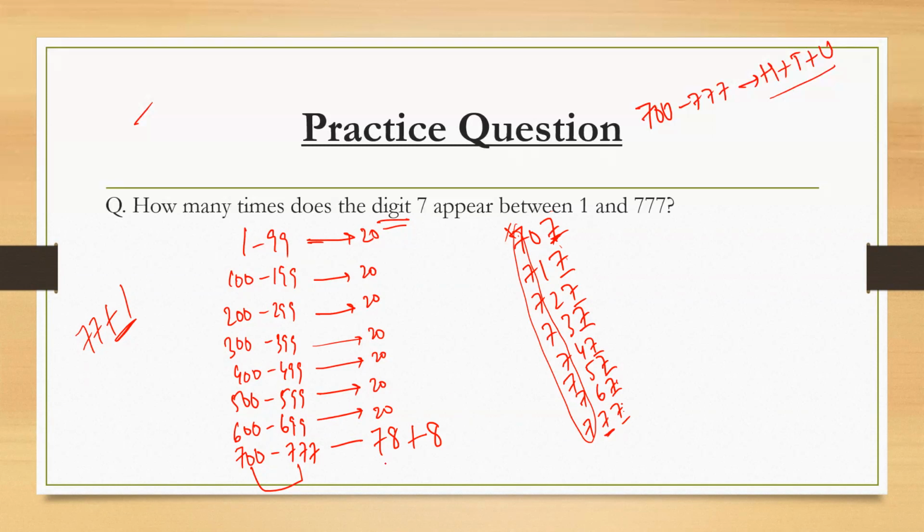Okay, so here we have calculated the hundreds place. We have now calculated the units place. What is left is the tens place. Okay, again, to calculate the tens place, it is what?